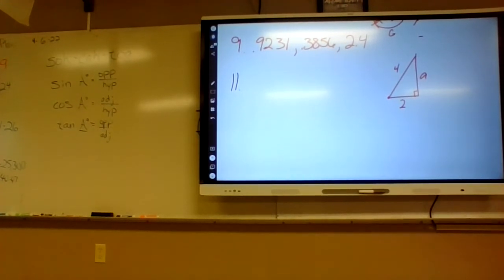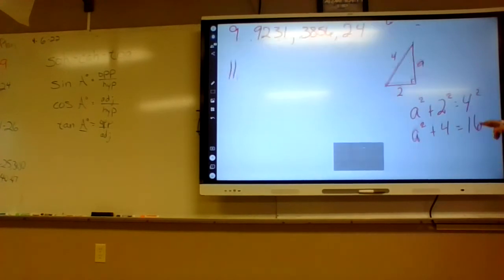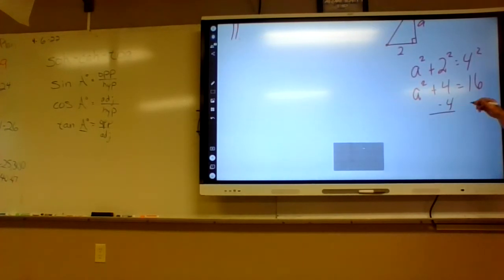Somebody besides Will this time. Gracie? A squared plus B squared equals 4 squared. A squared, okay. And then 2 squared is 4, 4 squared is 16. 16 minus 4 is 12. So A squared is 12, so A is the square root of 12. Right, we do not want the decimal answer for square root of 12.